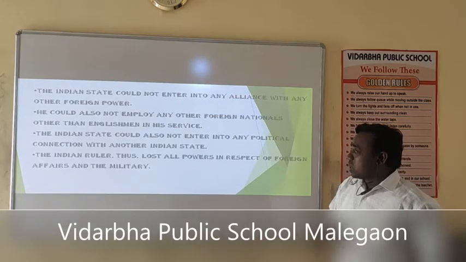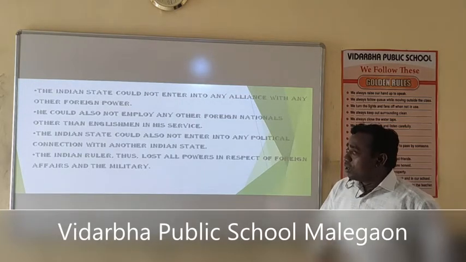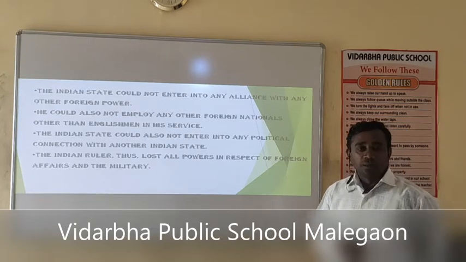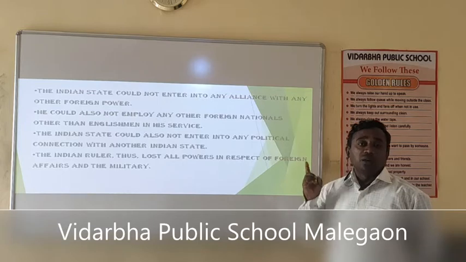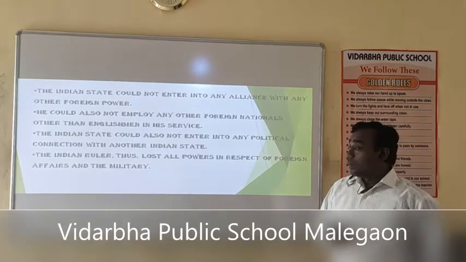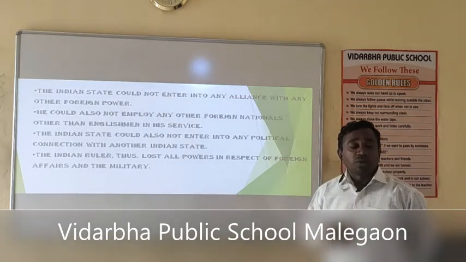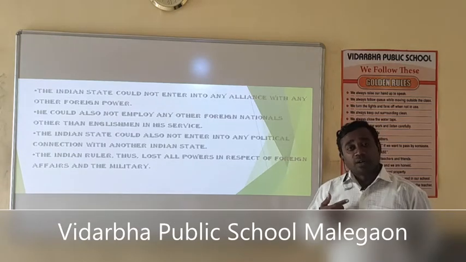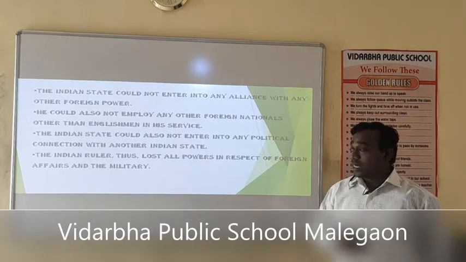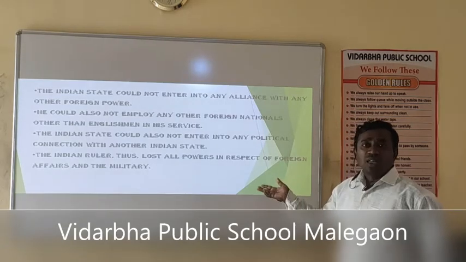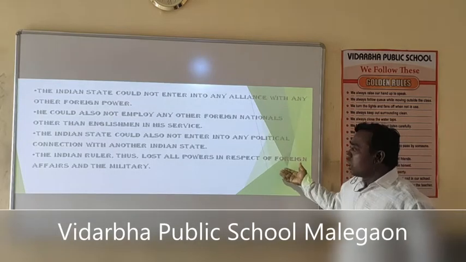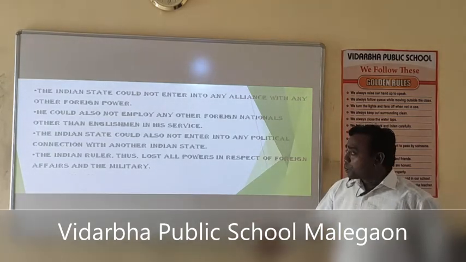The Indian ruler thus lost all powers with respect to foreign affairs and the military. They cannot keep their military. They have to pay money for keeping the military of the Britishers. They cannot form an alliance with any foreigner other than Britishers. They cannot form an alliance with any other state. So thus they have lost their independence. Right? They have lost all the powers of foreign affairs and military.